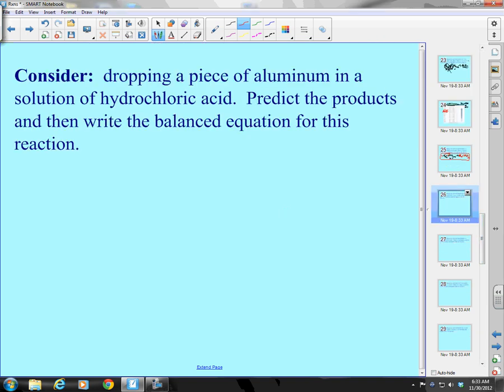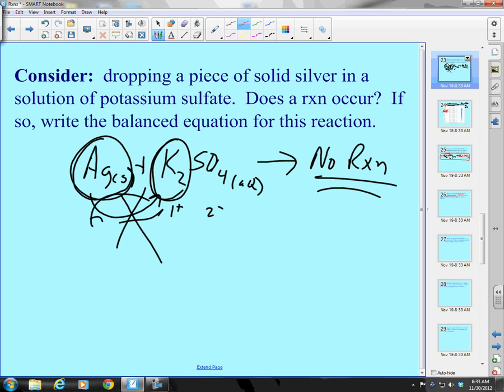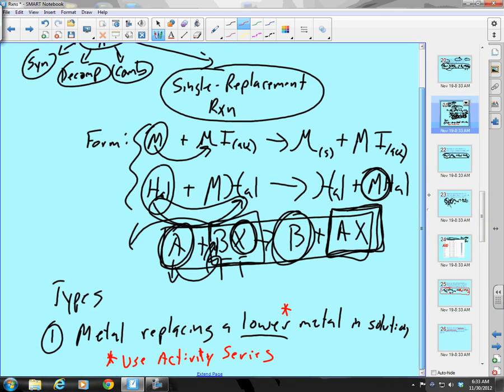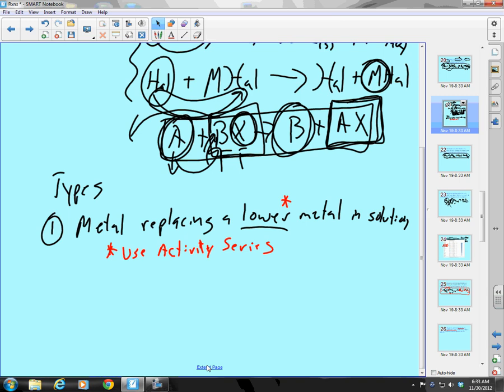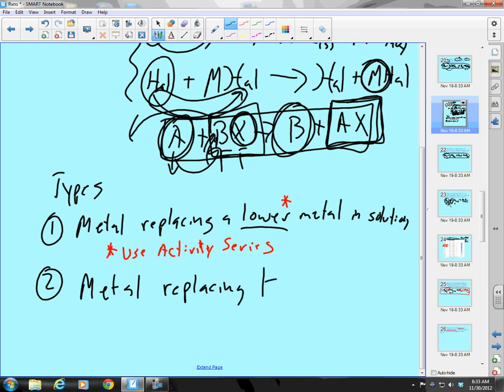Next, dropping a piece of aluminum in a solution of hydrochloric acid. Okay, now how is this one different? I have metal, and what am I mixing it with? Well, I'm mixing it with an acid. Okay, so here we go. We have a new type of single replacement reaction, and it is number 2. It is a metal, and what's it going to do? It's going to replace hydrogen in an acid. And guess what? We're going to have to use our activity series.